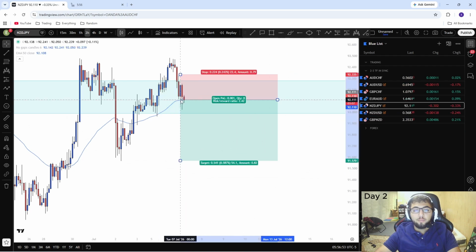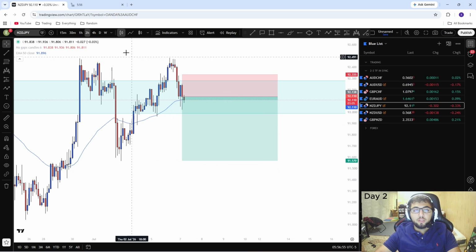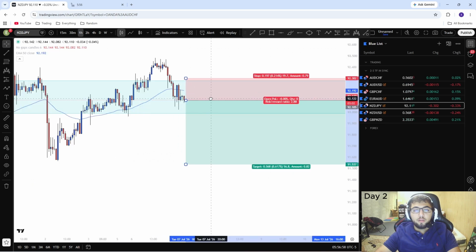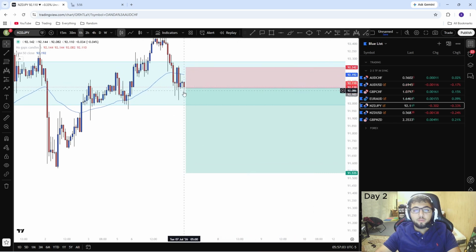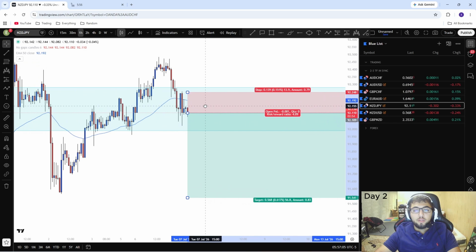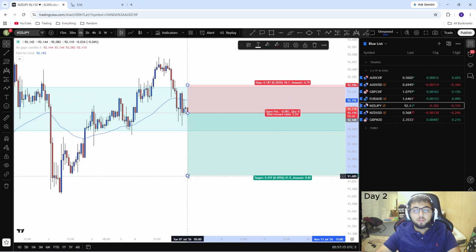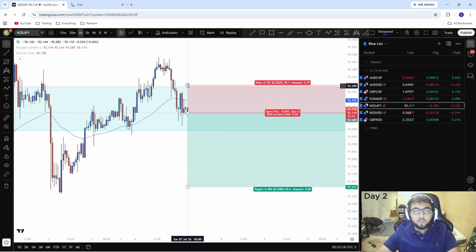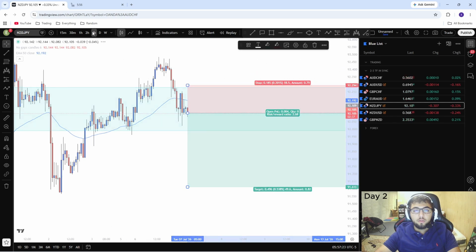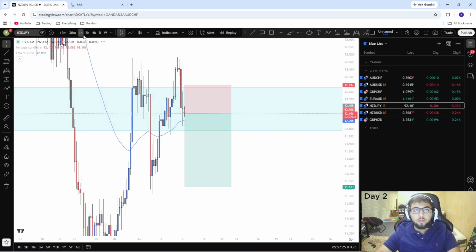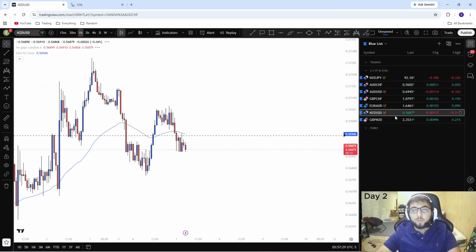NZDJPY, potentially an entry if we look on the 1 hour. I might enter this right now actually. This is nice. We have a nice 1 hour engulfing. We'll enter right here, and then we'll put our stop at that 1 to 3, and then we'll put it just above the area of interest. So yeah, we're gonna take this entry now on NZDJPY.